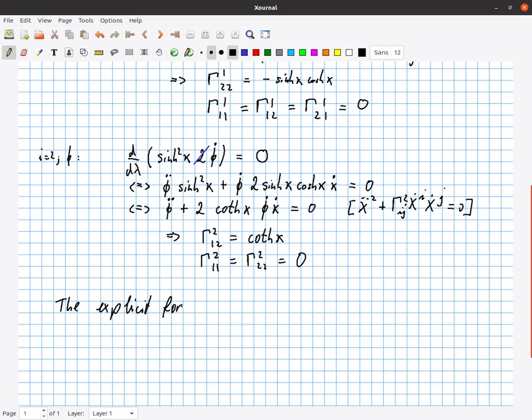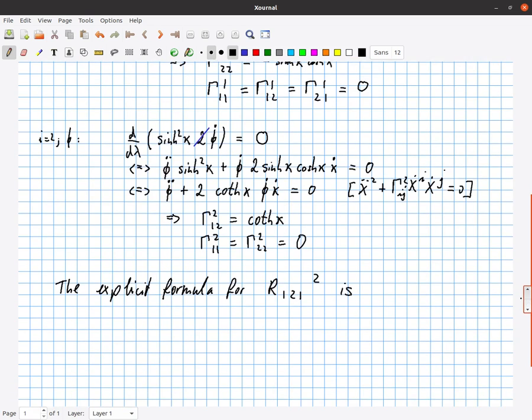The explicit formula for R^1_{212} is, recall that in 2 dimensions the Riemann curvature tensor has only one independent component. The 1, 2, 1, 2 component is this component. The 1, 2, 2, 1 component is also that component, just differing from the previous one, possibly by a minus sign. And therefore we can choose any of those. So provided we have the index combination 1, 2, 1, 2, we are fine.